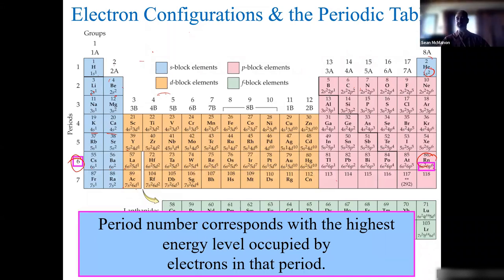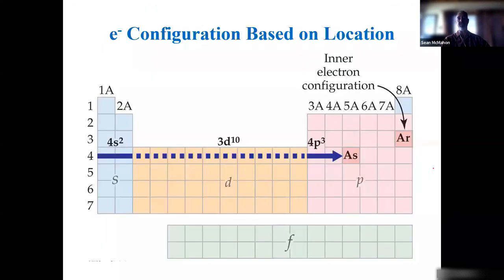So how can I use the periodic table to actually write an electron configuration? Let's just pick arsenic. Arsenic is located right here on your periodic table. So that's group 5A and period 4. So what you need to know is essentially you're in the 4th energy level because it's period 4. You're in the P block.